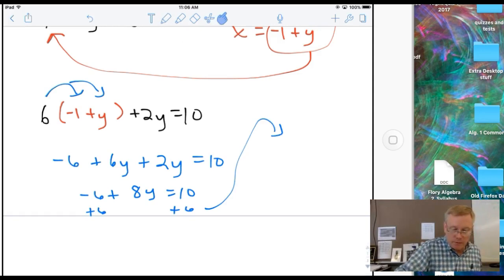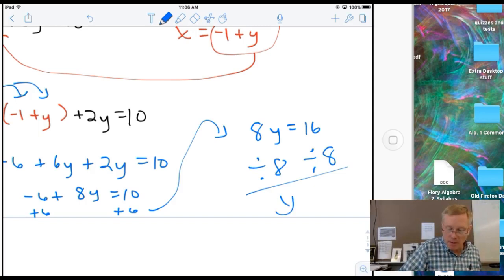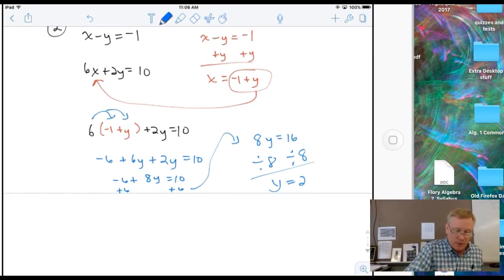Go over here for a minute, run out of space. So I get 8y equals 16. This is working out nicely. It looks like whole numbers. Sometimes you get decimals, but it's nice when you don't. Y equals 2. All right, so I got my first answer. Now remember, I have to get 2 answers. So you pick either of the equations. Pick the one that looks easier. Top one looks easier to me.